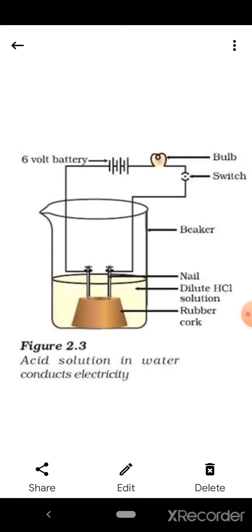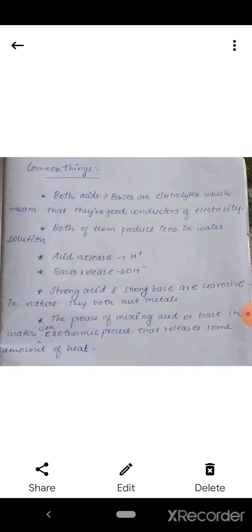We can repeat this experiment using the alkalis or bases also. In this method, we know whether we have taken acid or base. In the case of acids, the bulb glows. Now the common things are that both acids and bases are electrolytes, which means that both of them are good conductors of electricity. Both of them produce ions in water. Acids produce H+ ions in aqueous solution, while bases produce OH- ions in aqueous solutions. Strong acids and strong bases are corrosive in nature.